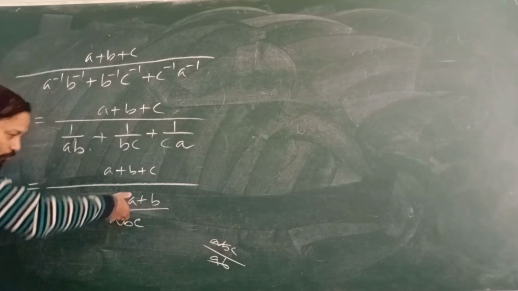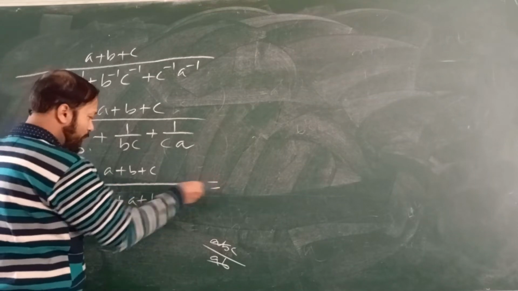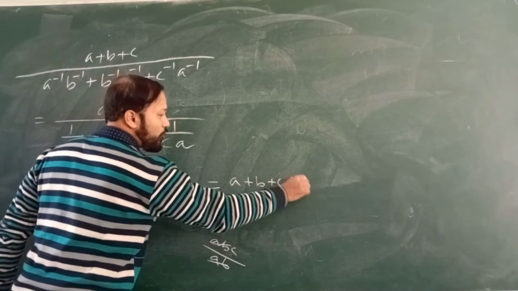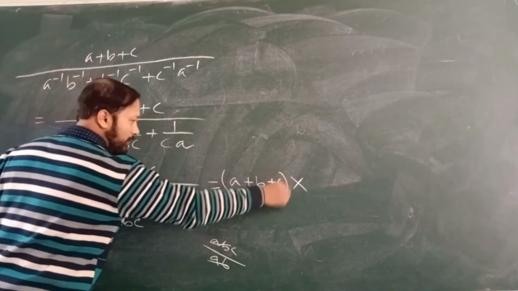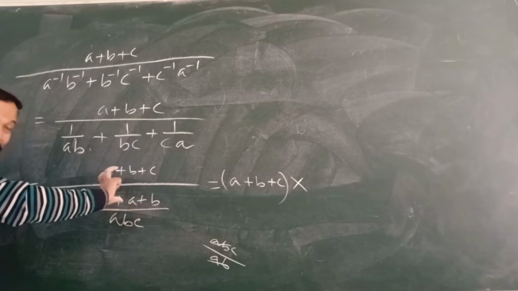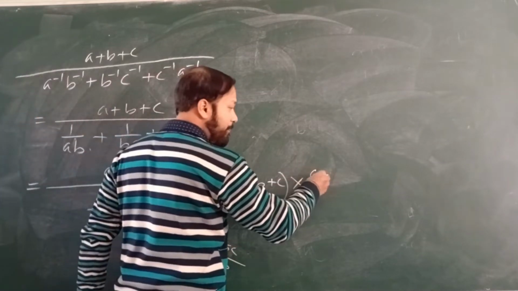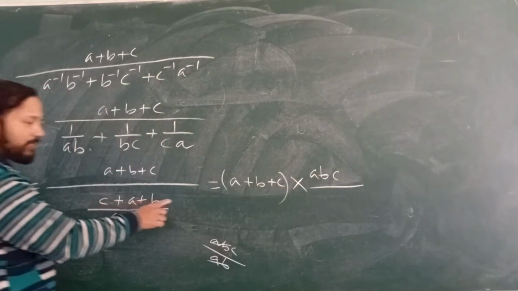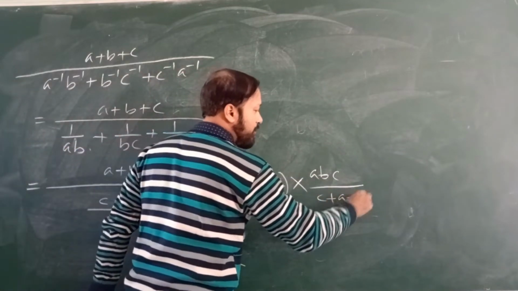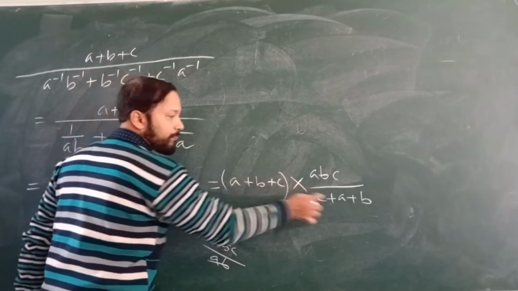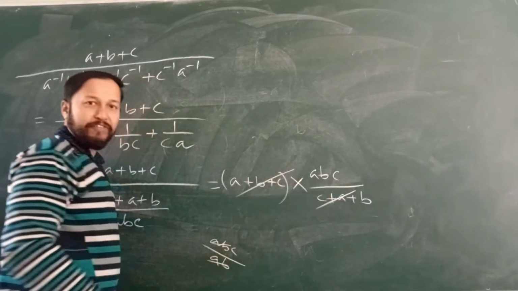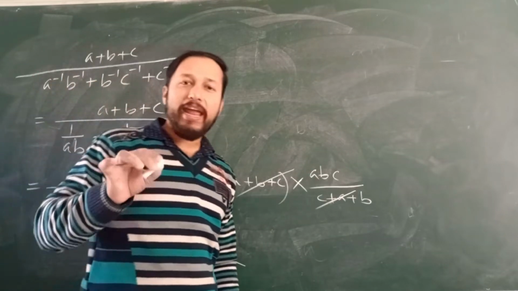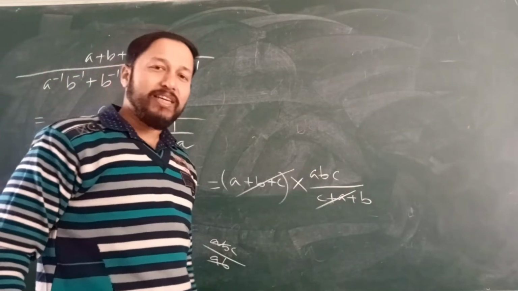Got it? Now this one will get reciprocal. So it equals A plus B plus C into this one, which will get reciprocal. So you get ABC by C plus A plus B. See, these two are the same. What is left? ABC. Proved. Because I told you in the beginning that we have to show ABC. So we got ABC.